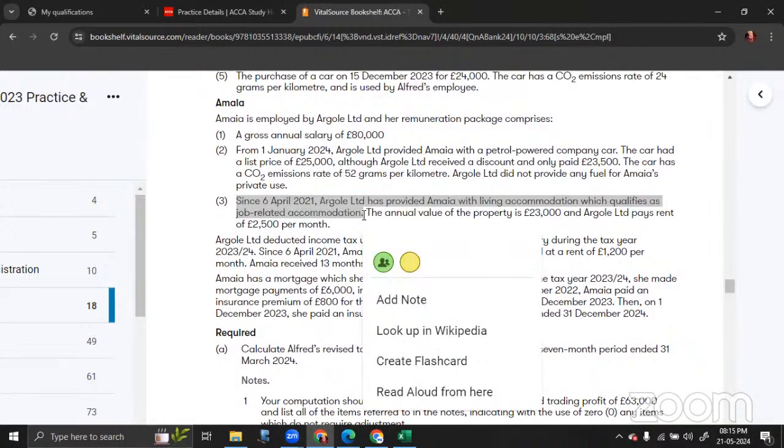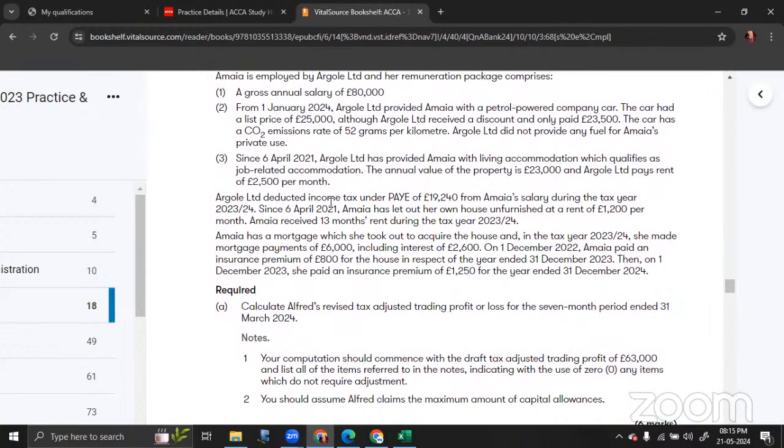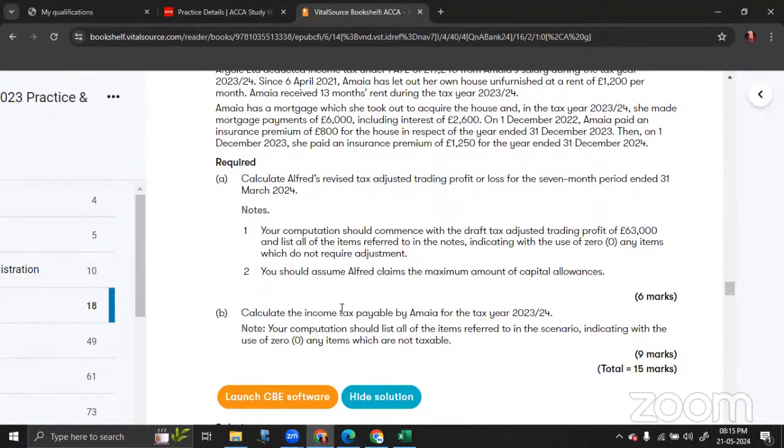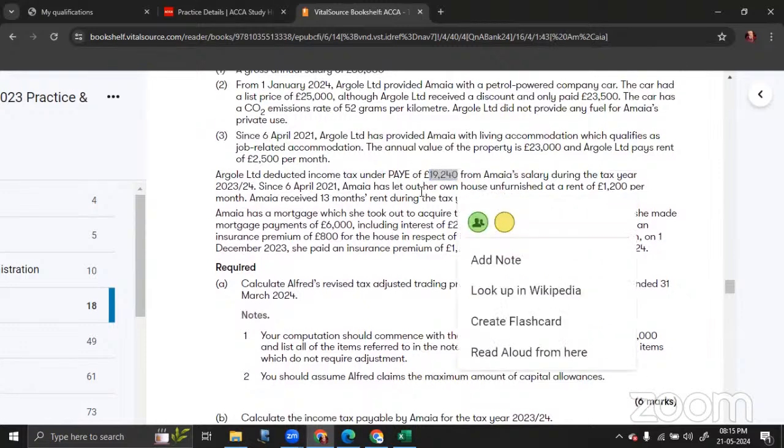If it is a job-related accommodation, that means it is an exempt benefit, indicate 0. The annual value is irrelevant. Now, Argol deducted income tax under PAYE of 19,240 from AMEA's salary. PAYE is deducted because the question was to calculate income tax payable. So the PAYE amount is given to you, it is 19,240.